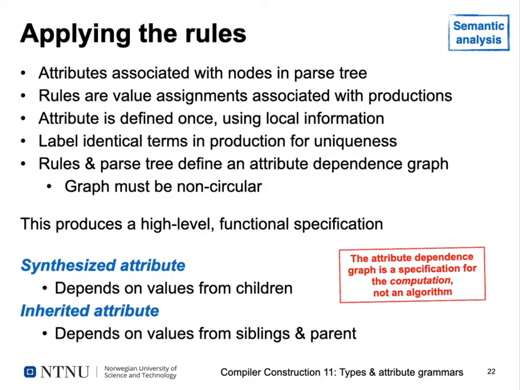As we've seen, we have these two types of attributes: synthesized attributes, which depend on values from the children of a given node, whereas inherited attributes depend on values from the parents or even from sibling nodes in our AST. So the attribute dependence graph is a specification for the computation. It's not an algorithm in itself.